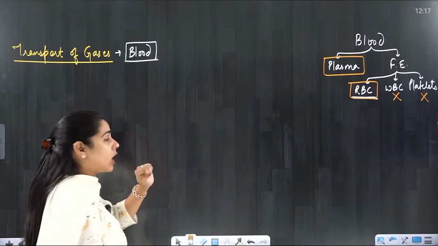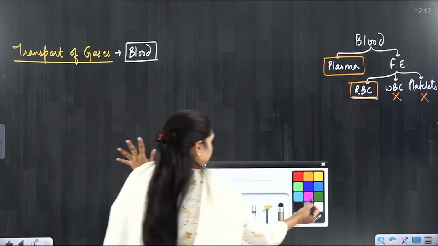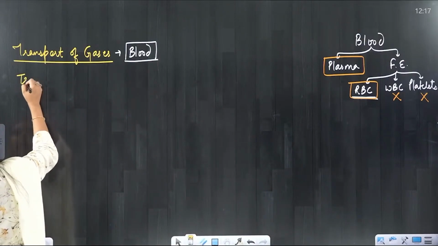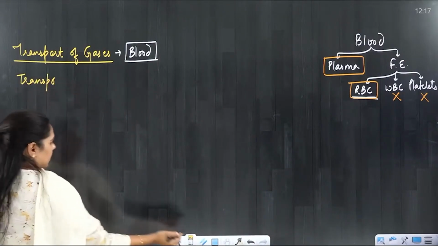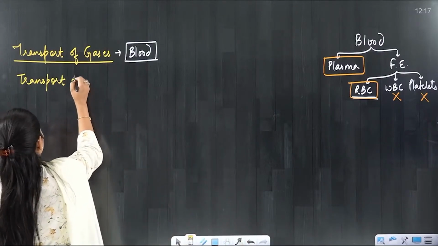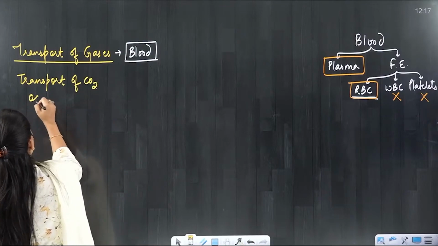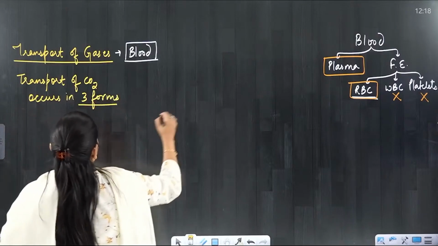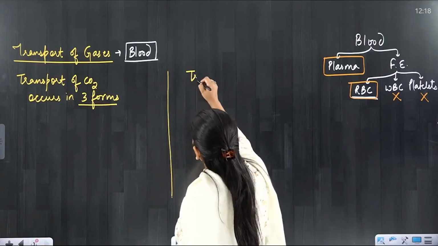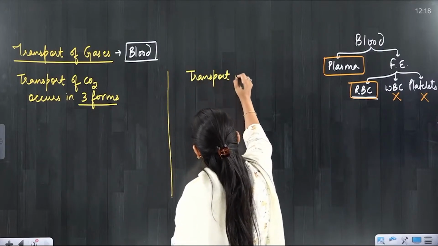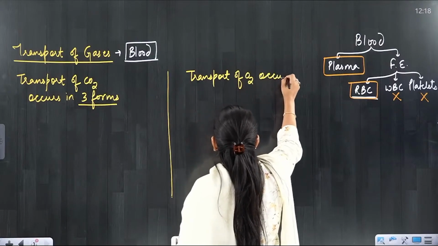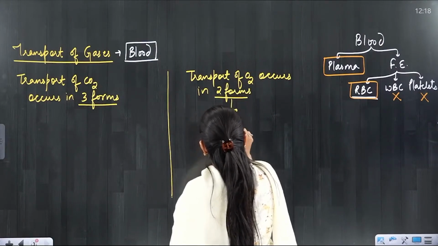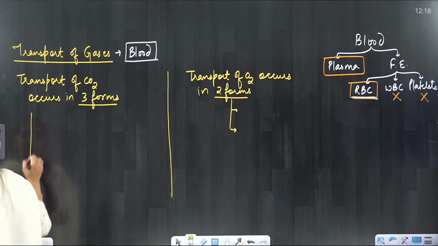Okay, everyone. Now, blood. Let me tell you the transport of oxygen and transport of carbon dioxide, both I will tell you. Transport of carbon dioxide first. Transport of carbon dioxide occurs in three forms, beta. Whereas transport of oxygen occurs in two forms. Okay, what are these two forms and what are these three forms?